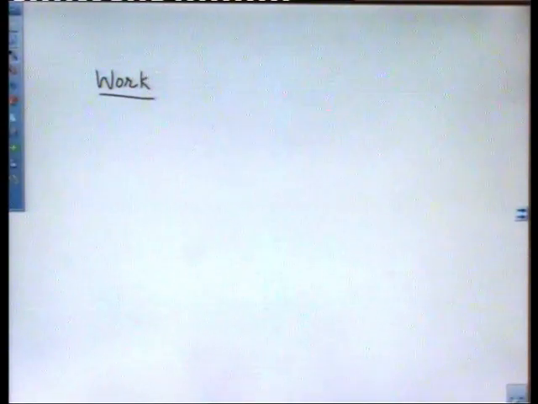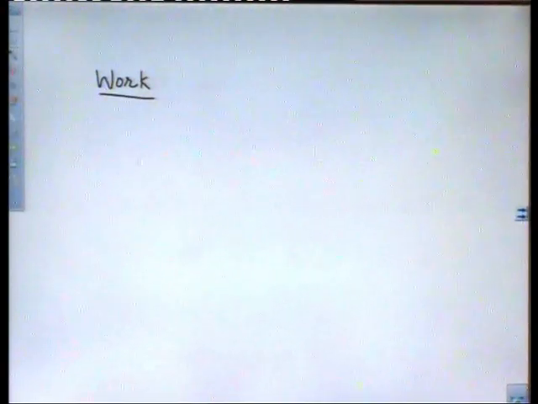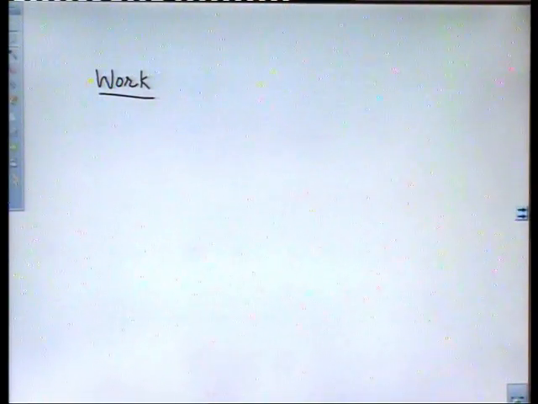It may be made clear that work in applied physics and work in daily life have different meanings, as we will make clear in the further discussion. But first of all, what is work?